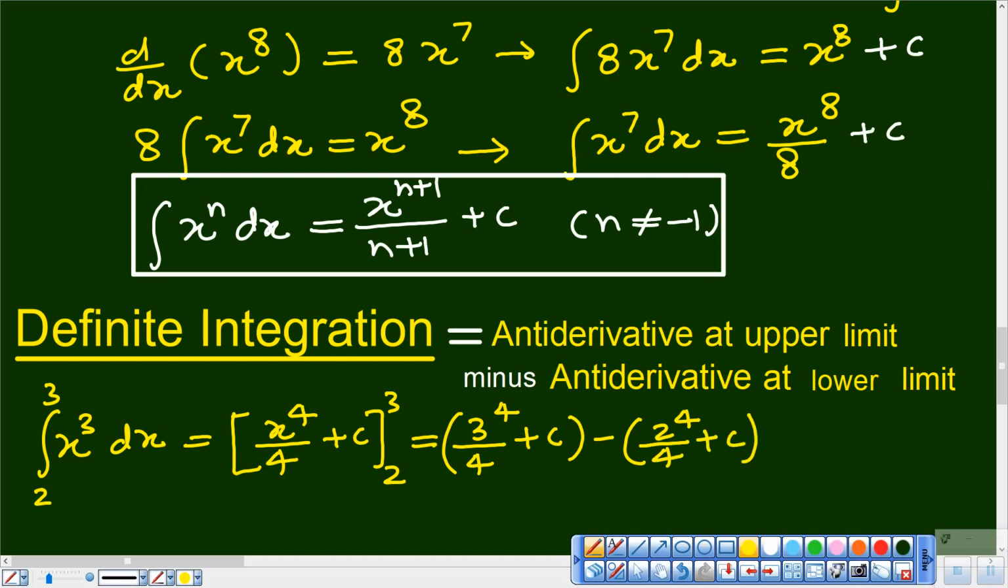Can you see how unimportant c is now? That is why I said that it is only a formality. For the sake of completeness, I wrote it here. Can you see that in the difference taking process, the c will get neutralized and I'll get what? I'll get 81 upon 4 minus 16 upon 4, which is 65 by 4. So the integration constant is only important in the antiderivative or indefinite integration. It gets neutralized when we finally compute the definite integration.